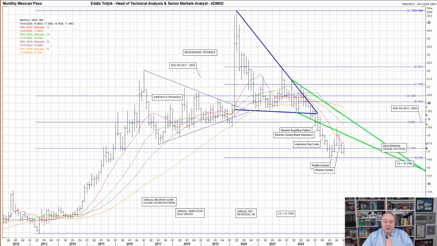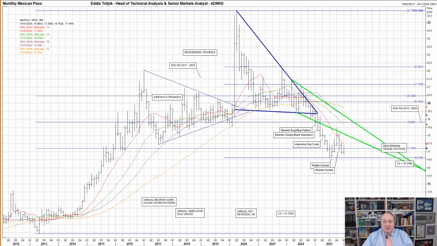Okay, so the larger of these two patterns is interestingly based on the huge move up in March 2020 that led to the annual key reversal up that year. It is the 2020 to 2023 quite large descending triangle. I've highlighted this descending triangle in dark blue on my monthly chart.